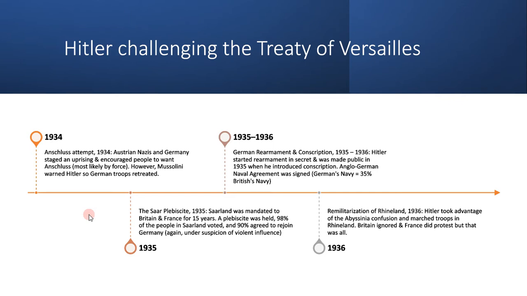Well, Mussolini knew about this and he was extremely angry. So he wanted Hitler to retreat. He gave Hitler a warning. And yeah, Hitler did because he didn't want to anger Mussolini.